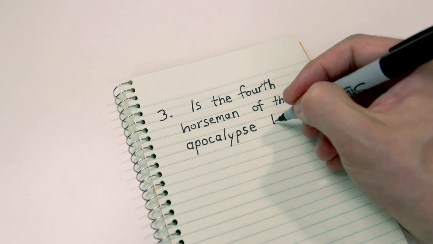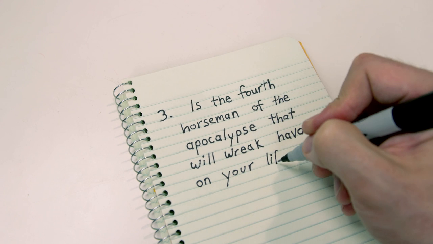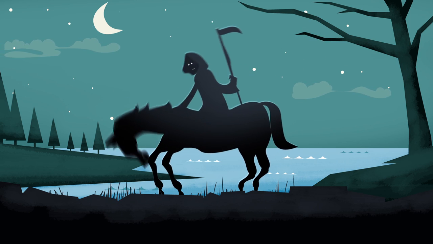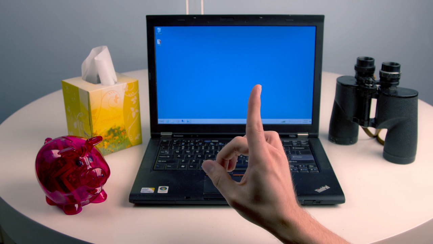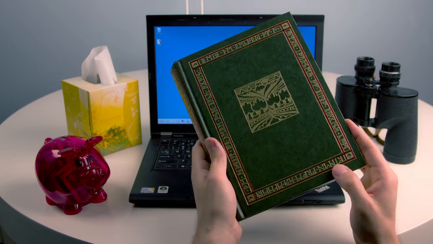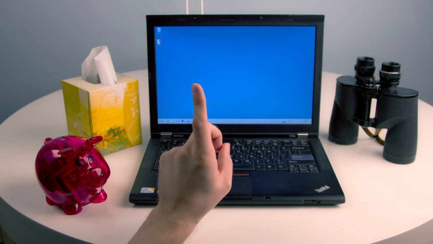Lastly, we have our final claim. A smart meter is the fourth horseman of the apocalypse that will wreak havoc on your life. Look, smart meters are not going to take over your life, no matter what stories you hear on the internet. If, however, you're interested in a nice piece of fiction, I'd like to recommend the works of J.R.R. Tolkien. He's dynamite.